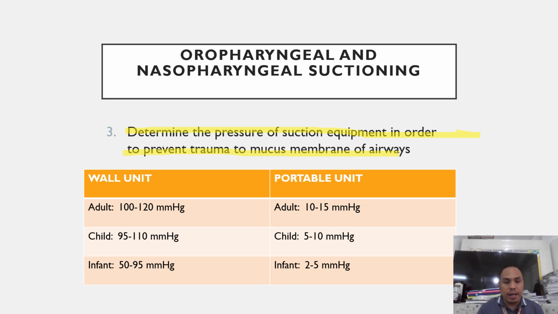So if we look at an adult with a wall unit, it should be 100 to 120. In a child, it is 95 to 110, and for the infant, 50 to 92. For the portable unit, for an adult, it is 10 to 15, in the child 5 to 10, and for the infant 2 to 5. So that is the pressure of suction equipment.